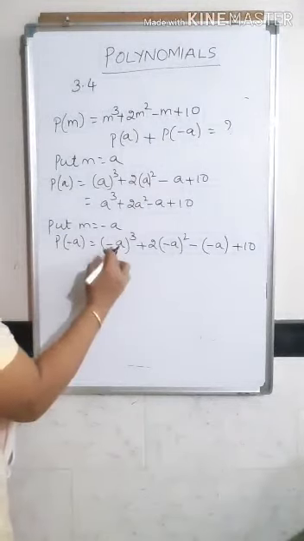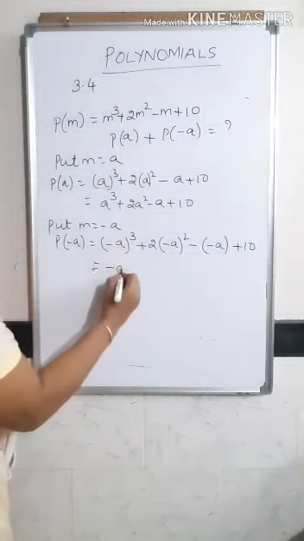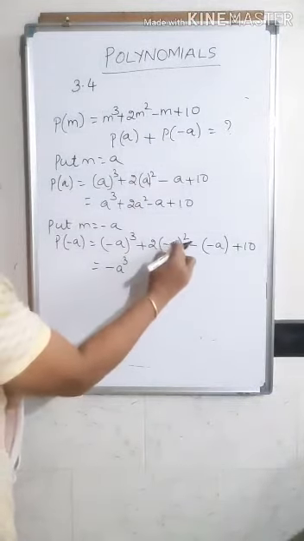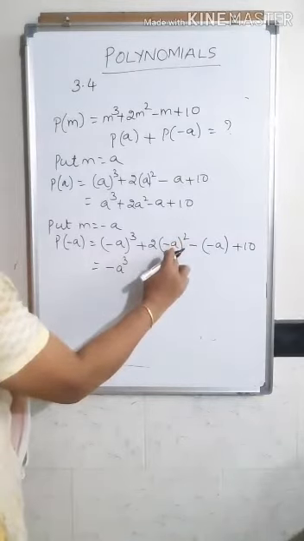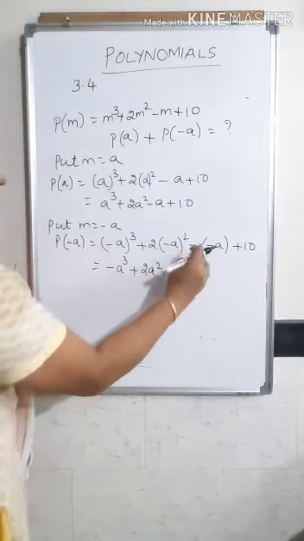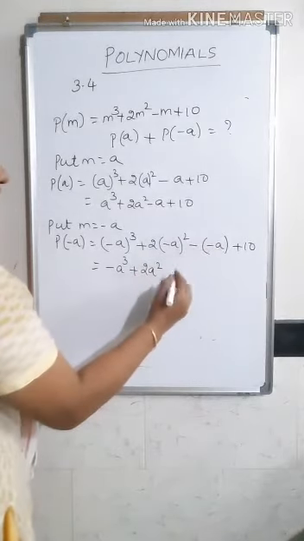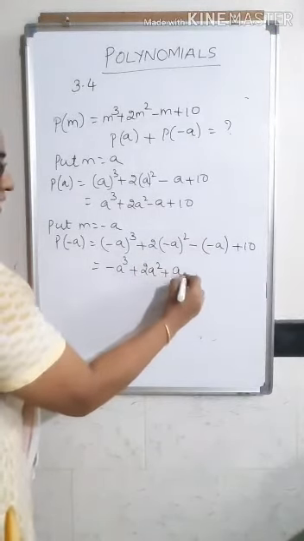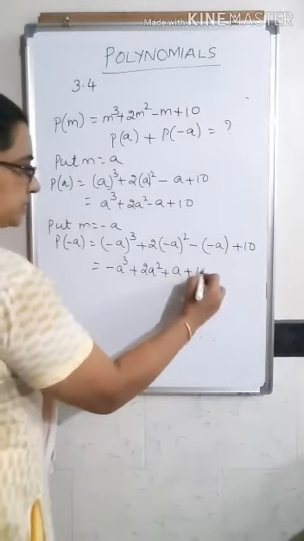When you cube minus a, you will get minus a cube. When you square it, you will get it with the positive sign itself, so you will get plus 2a square. This minus into minus, you will get as plus a, and plus 10.